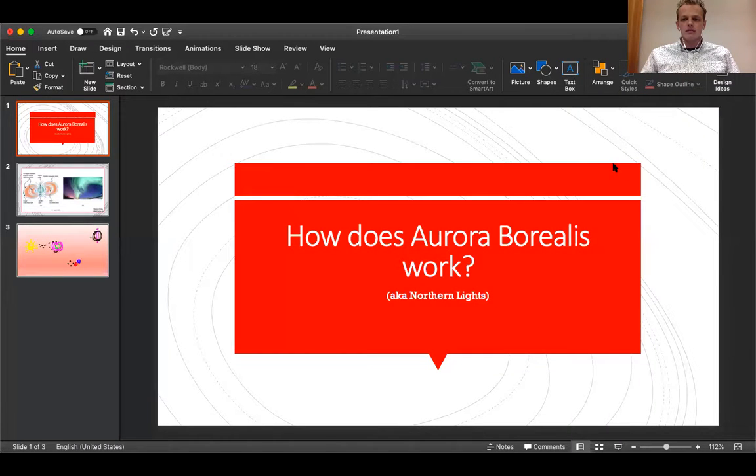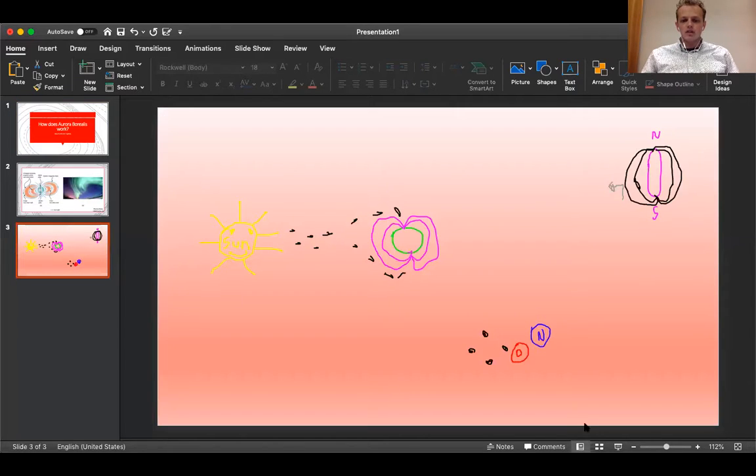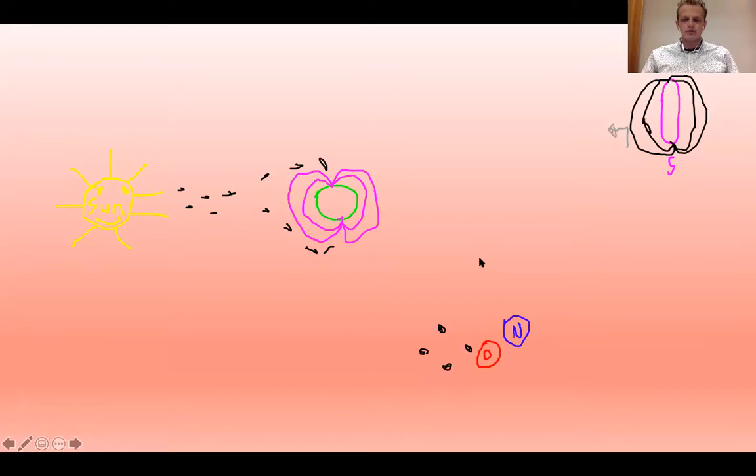All right, so I'm going to start here. Okay, so it really all comes down to the magnetic field for the Northern Lights, where it starts and where it ends.